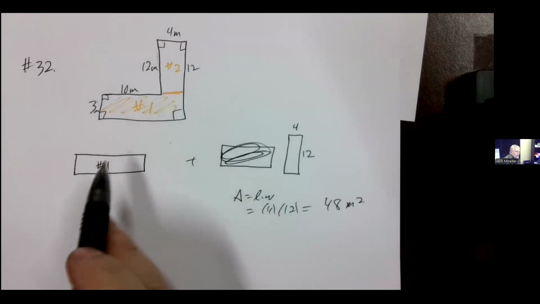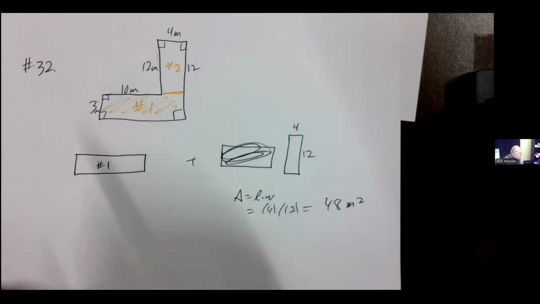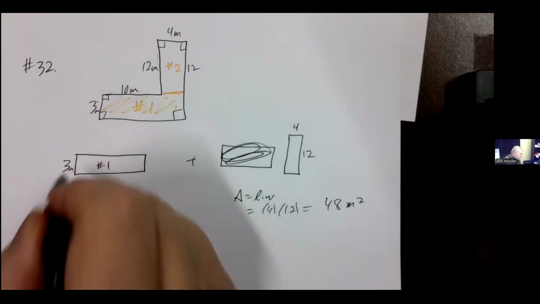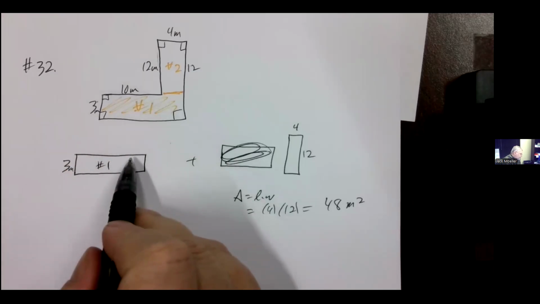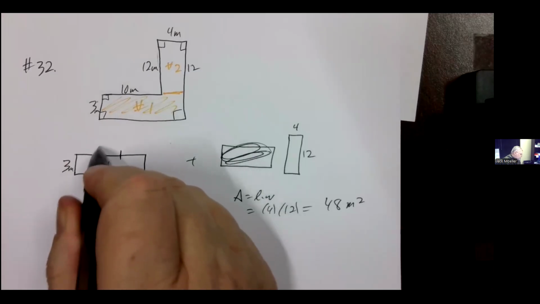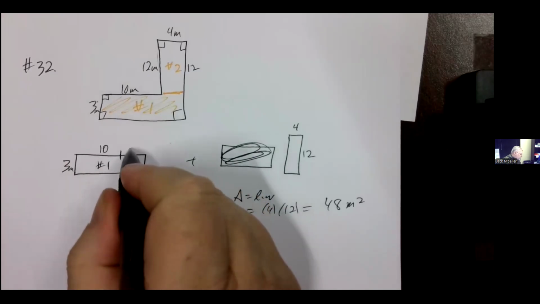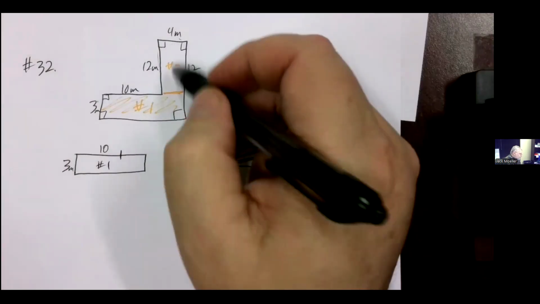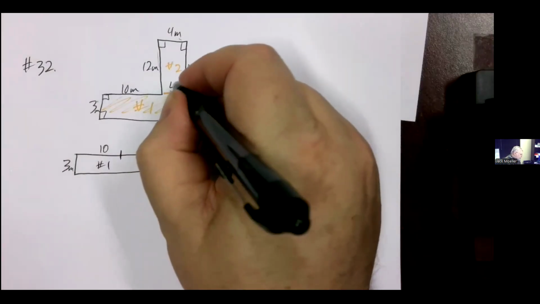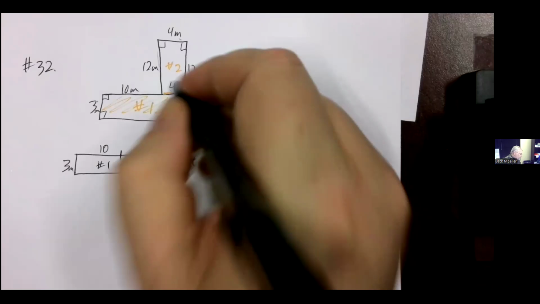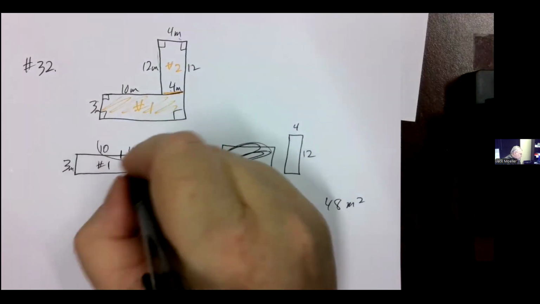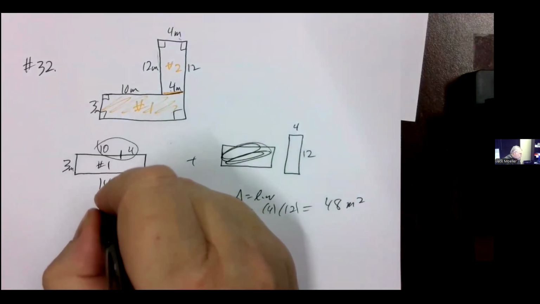All right, so what do we know about this bottom rectangle? Well, we know that is 3 meters. And then what do we know about the length? Well, we know this part of it is 10, but what about this part of it? Well, by properties of rectangles, that would also be 4 meters. So together, that would be 14.